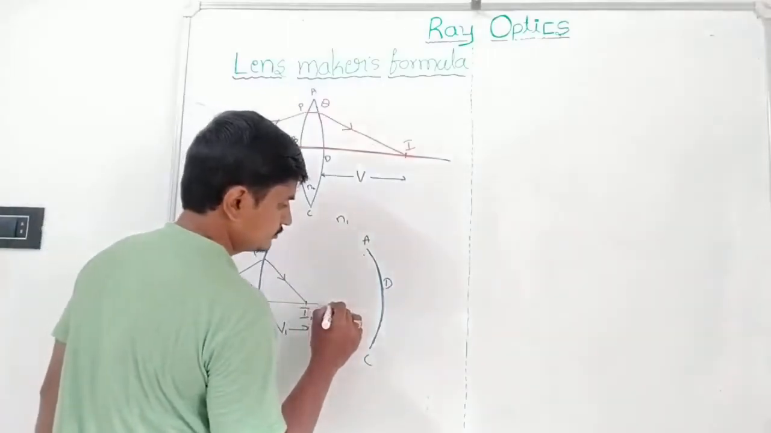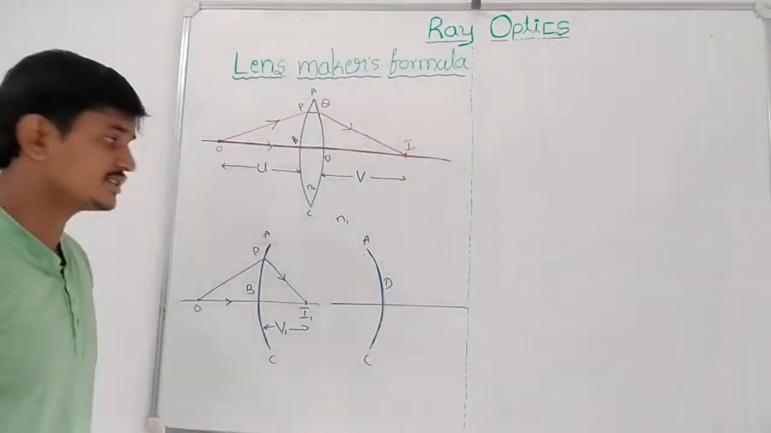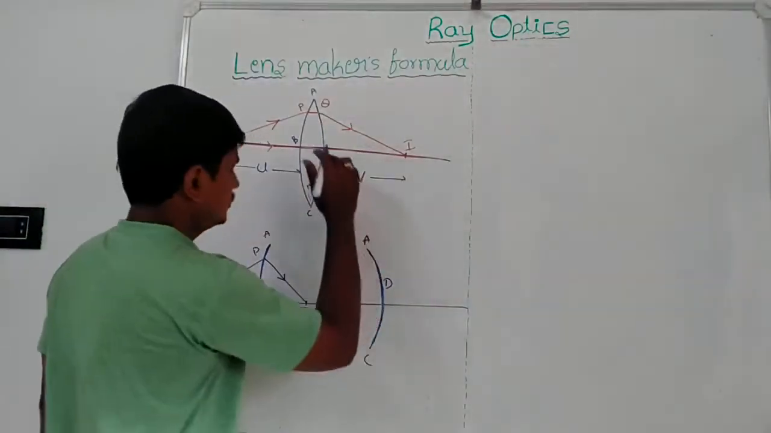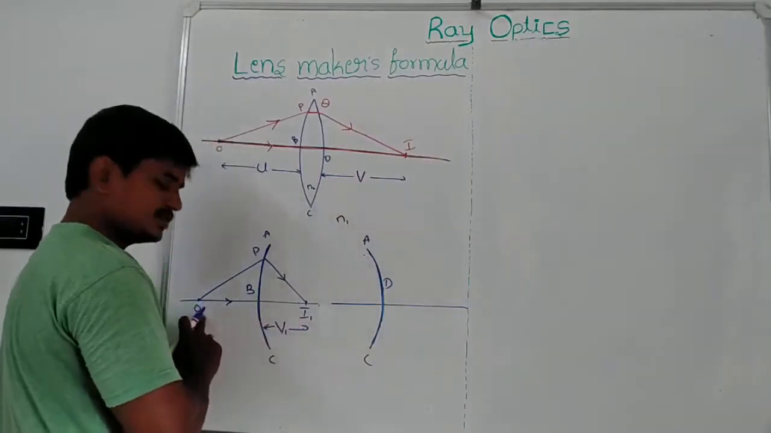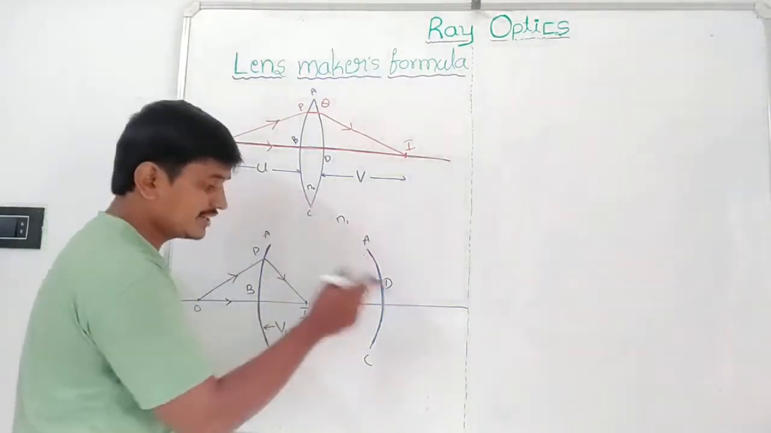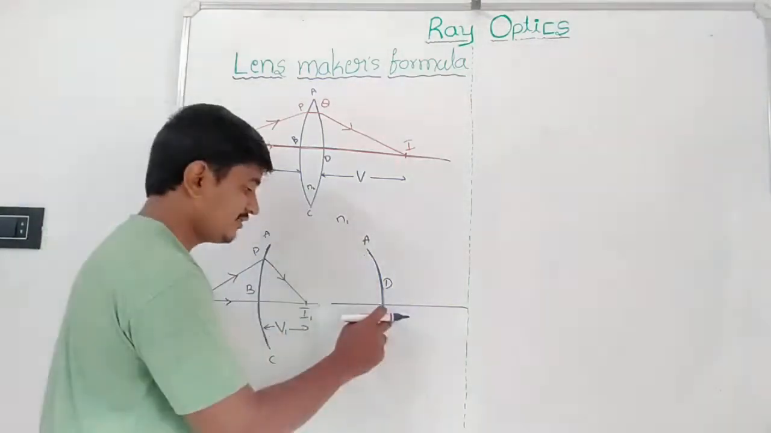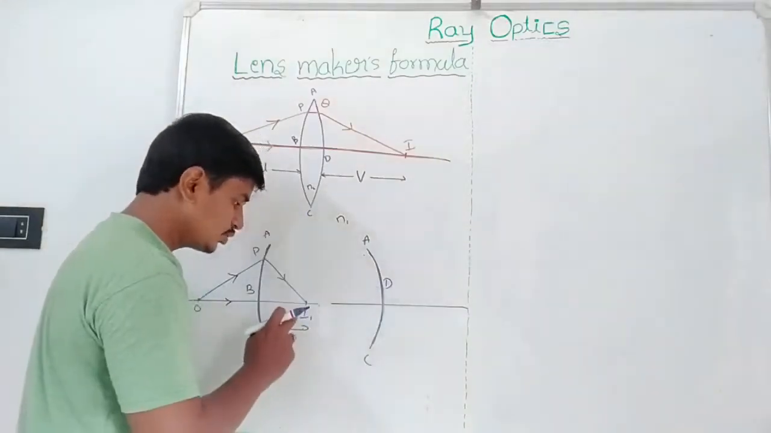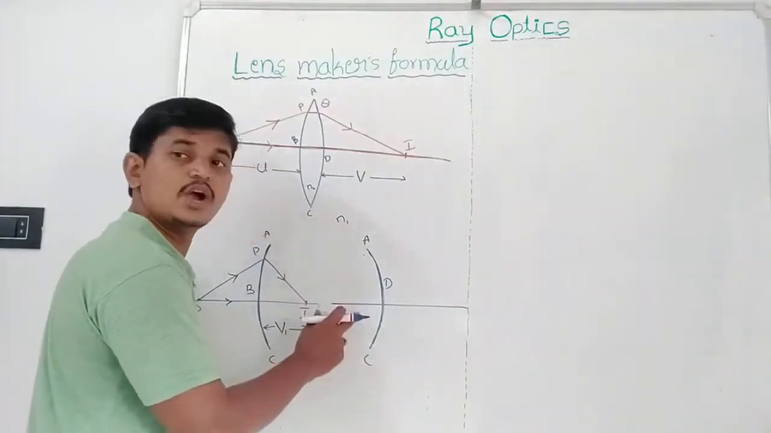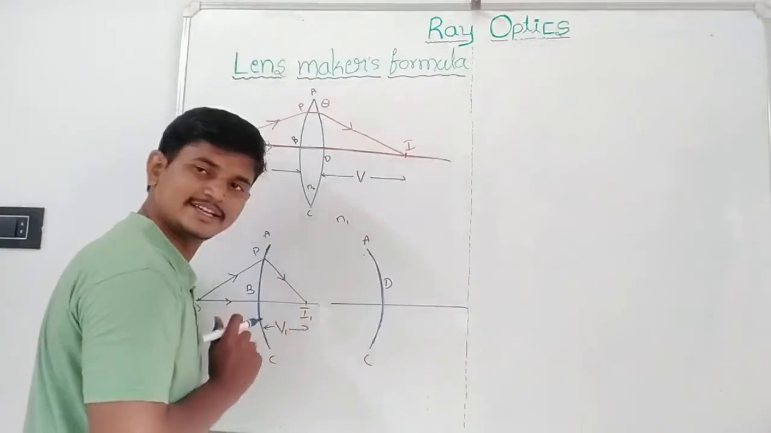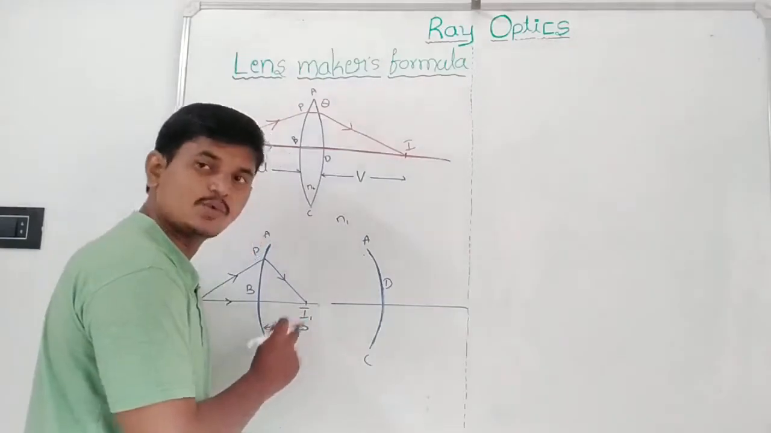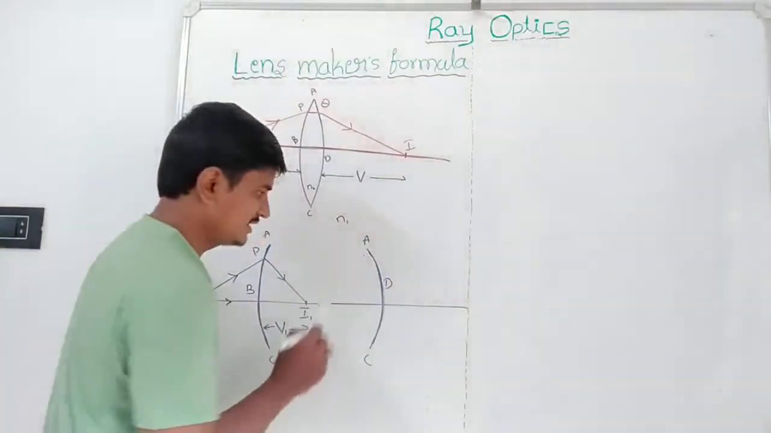Here, see, in the second surface ADC, the object is here, and its image is I1. Now for the second surface it is difficult, so I am going to explain this. This virtual image I1 is considered as a virtual object for the second surface ADC.